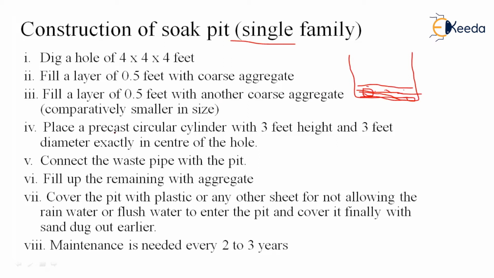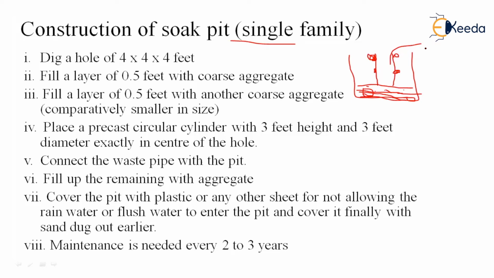Then place a precast circular cylinder with 3 feet height and 3 feet diameter in the center of this pit. It is provided with some kind of opening or pores for water to get outside, because we want the water which is coming with high speed to percolate out also.